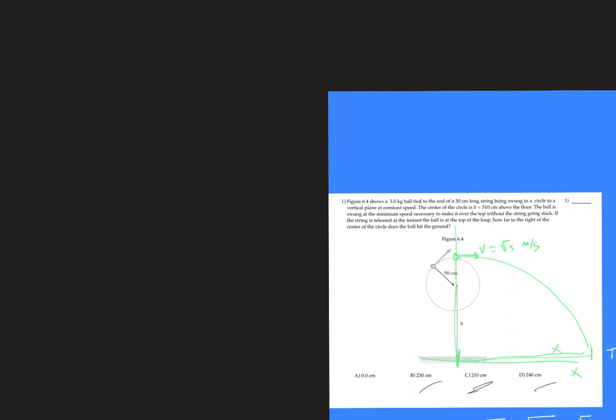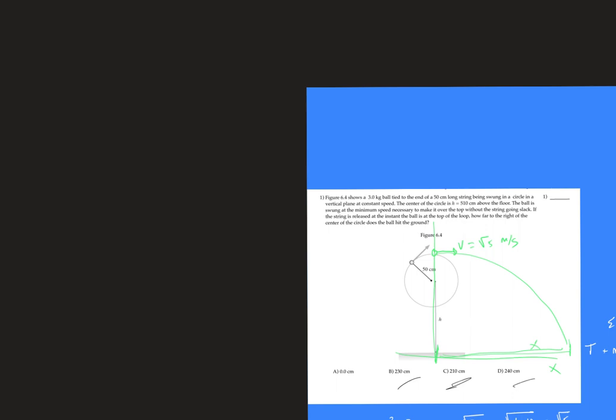Alright guys, so here we have to figure out how far to the right of the center of the circle the ball hits the ground. So if the ball is going to go to the right, the center of the circle is 510 above the floor, and the ball itself is 3 kilograms. It's tied to a 50 centimeter long string, which is the radius.